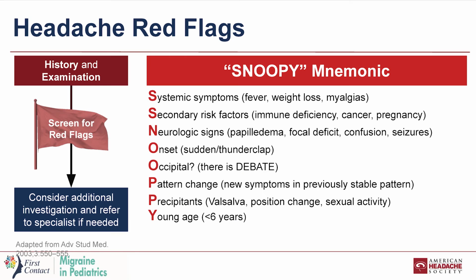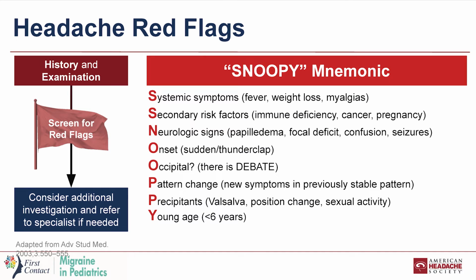Well, we rely on a mnemonic called SNOOP, and SNOOP suggests that we screen for secondary causes for headache, including systemic symptoms such as fever, arthralgias, myalgias, night sweats, weight loss. Those don't typically come associated with migraine or tension type headaches. It really suggests that something else is going on.